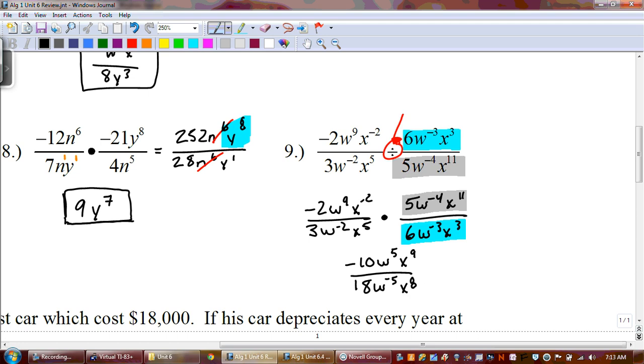Okay, now you have a negative exponent. You have to bring it up. Those don't cancel. Technically, that should be in blue. Because it's on the bottom, we have to bring it to the top. Okay, they don't cancel out.